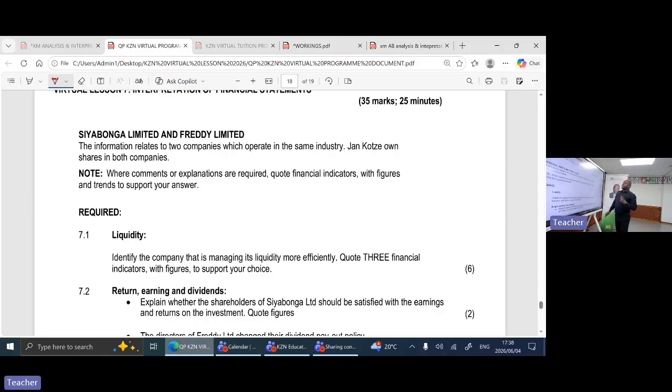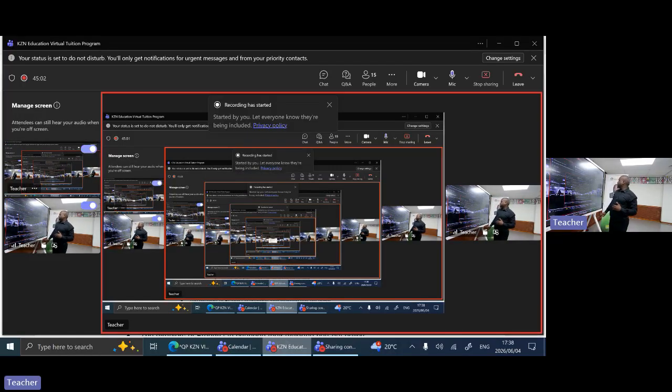All right. So the information relates to companies which operate in the same industry. Jen Court owns shares in both companies. So this is a shareholder who owns shares in both companies. Notes where comments or explanations are required. Indicators and trends.